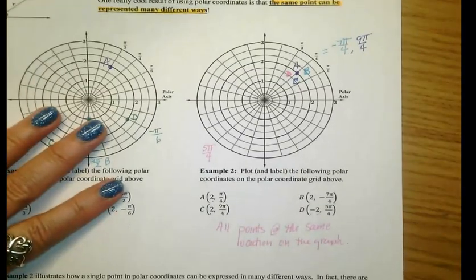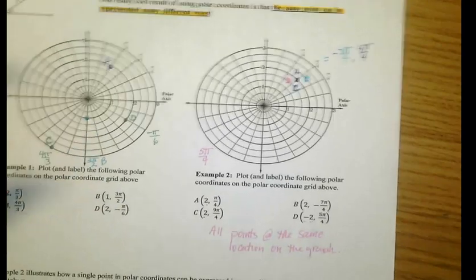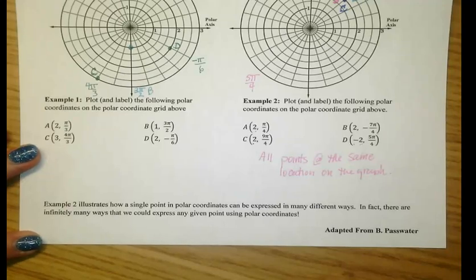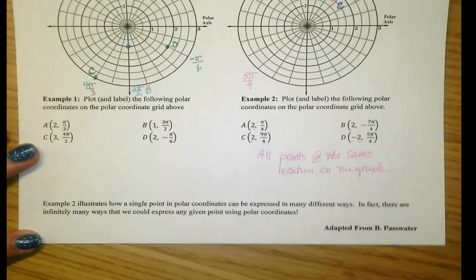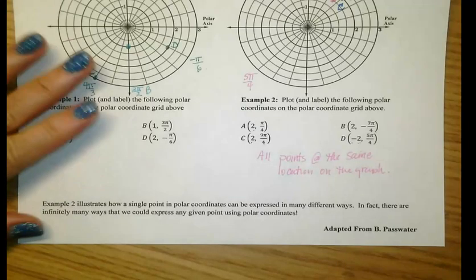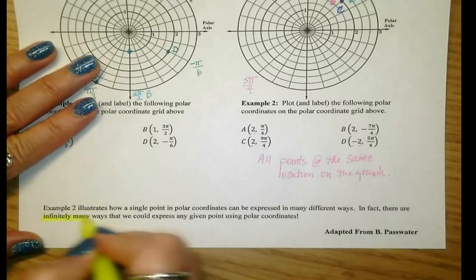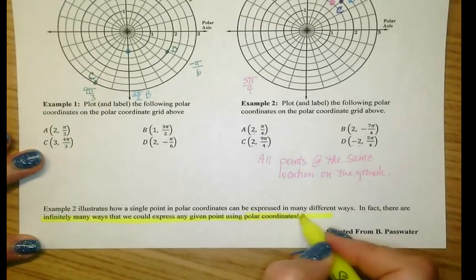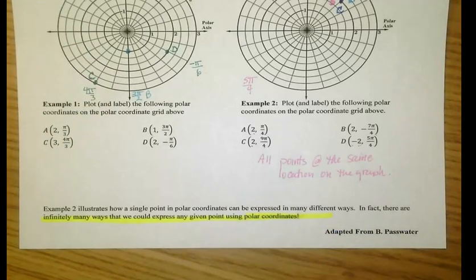Okay, so 4 representations, all of them happen to be at the same location. So example 2 illustrates how a single point in a polar coordinate system can be expressed in many different ways. In fact, there are infinitely many ways that you could express any given point on the coordinate plane. So that's very different from the rectangular system. In the rectangular system, a point is a point. Here we can use different ways to represent the points to be able to look at those multiple representations.